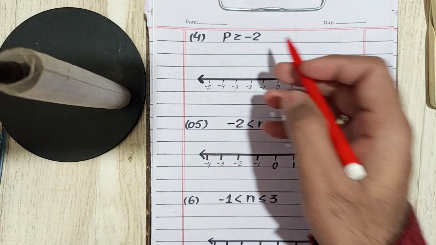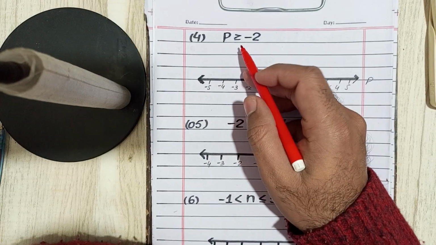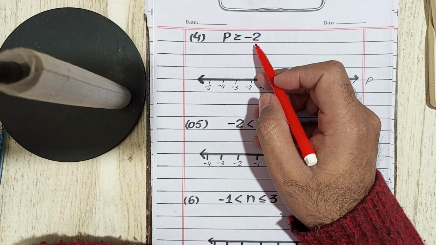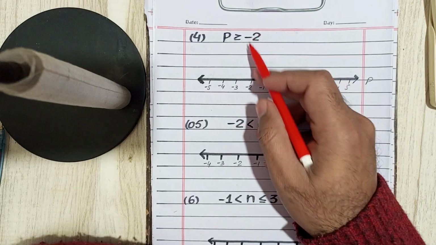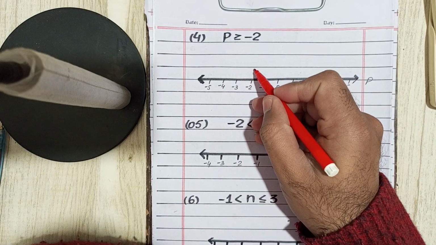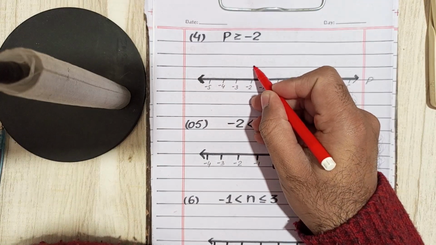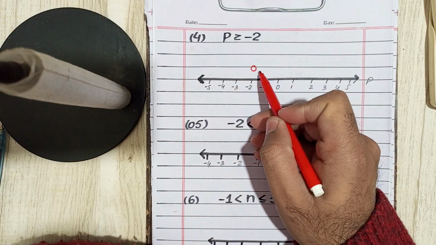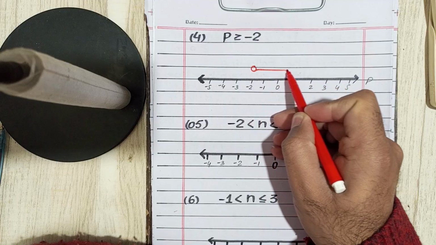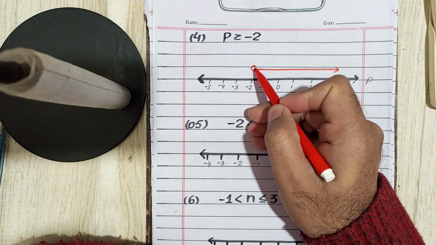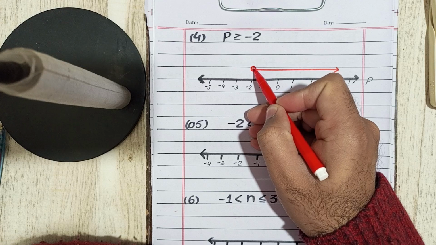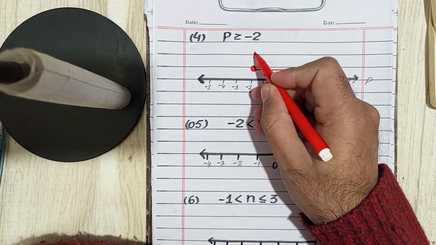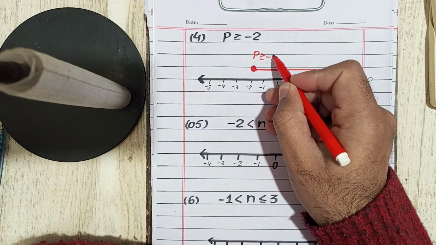Now our next question 4. So in question 4 we have p greater than or equal to minus 2. So on number line we have here minus 2, and we have p greater than or equal to minus 2. So it means greater than, so we move in this direction and we shade the circle. So this represents the close interval. So here we write p greater than or equal to minus 2.